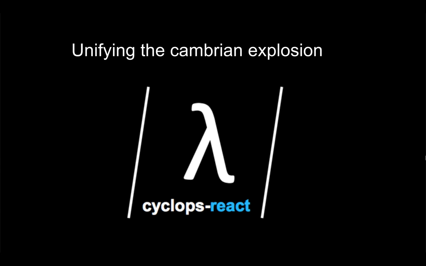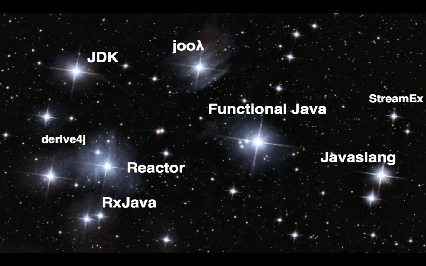I'm an architect at AOL, and I'm also the lead developer of the cyclops-react project. The goal of the cyclops-react project is really to integrate or unify a lot of these cool libraries that have emerged for Java 8 over the last 2 years. So we're talking about libraries such as glambda, functional Java, streamx, Javaslang, Reactor, RxJava, Derive4j, and others.